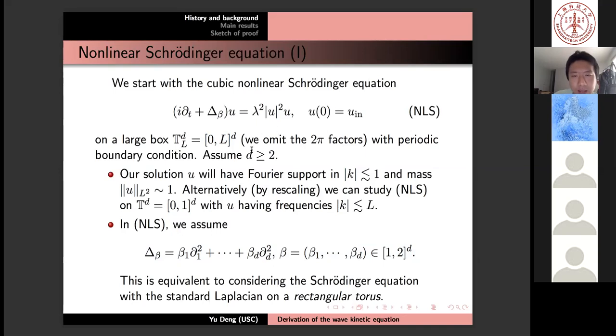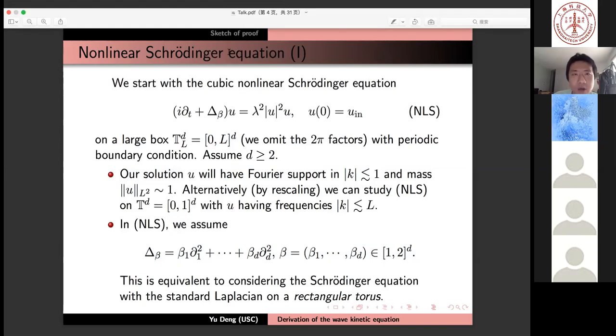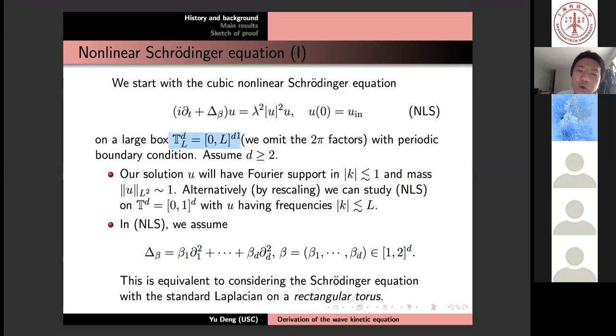We'll assume the dimension is at least 2, and actually in the most interesting case the dimension is at least 3. We think our solution has Fourier support in |k| less than 1. I forgot to write that the x variable is in the big box, and the dual Fourier variable is in a very fine mesh of mesh size 1 over L, because as L goes to infinity, the dual of this large box approaches the whole of R^d, and this fine mesh also approaches the whole of R^d. The dual of this T_L^d is called Z_L^d, which is like Z^d, but with mesh size 1 over L.